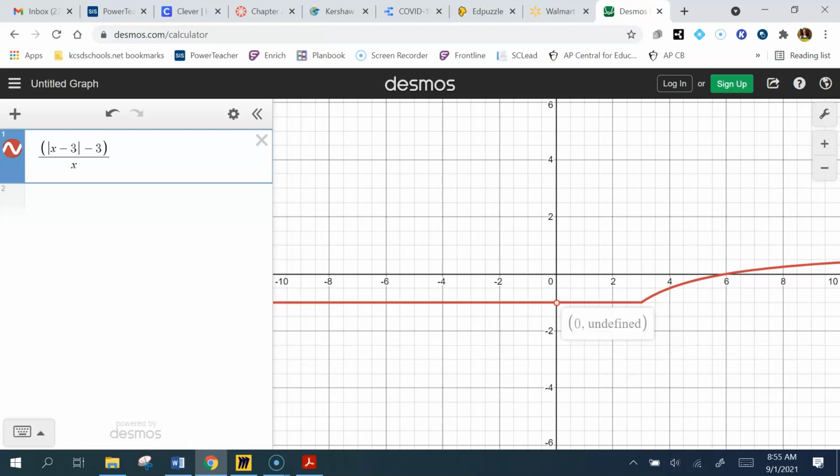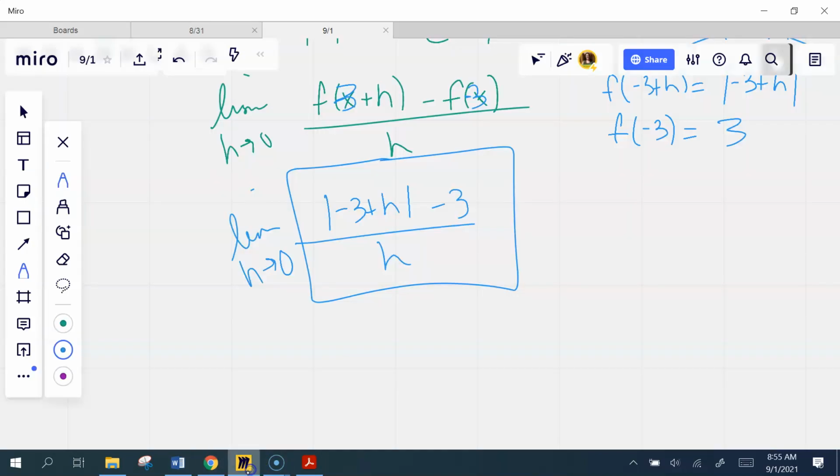So it's undefined at 0, right? But I can do the limit. The left-hand limit and the right-hand limit are the same, so the limit exists there, even though the point's not defined. What's the limit? Well, the limit will be negative 1 from both sides. The limit as x approaches 0, because I'm trying to make h be 0. They did one positive and one negative type situation.